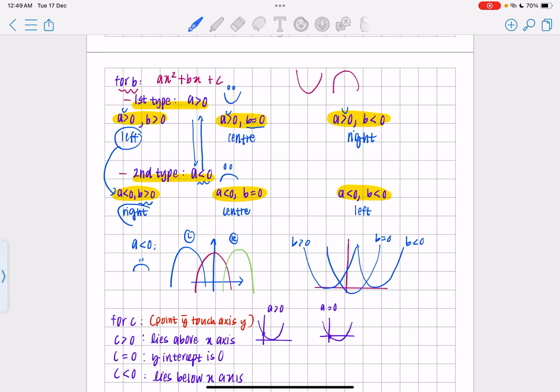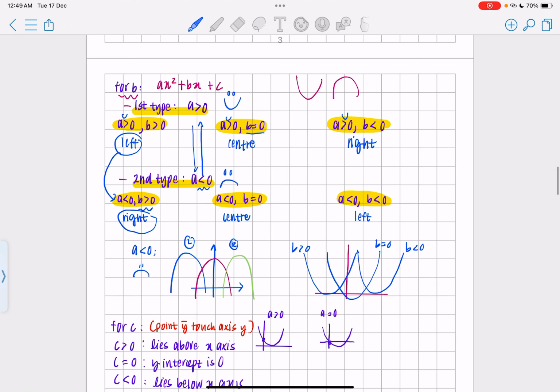So basically you remember one type only. If I remember this type, the first type: A more than 0. When I have B more than 0, it's on the left. B equal to 0, it's at the center. And B less than 0, it's at the right.